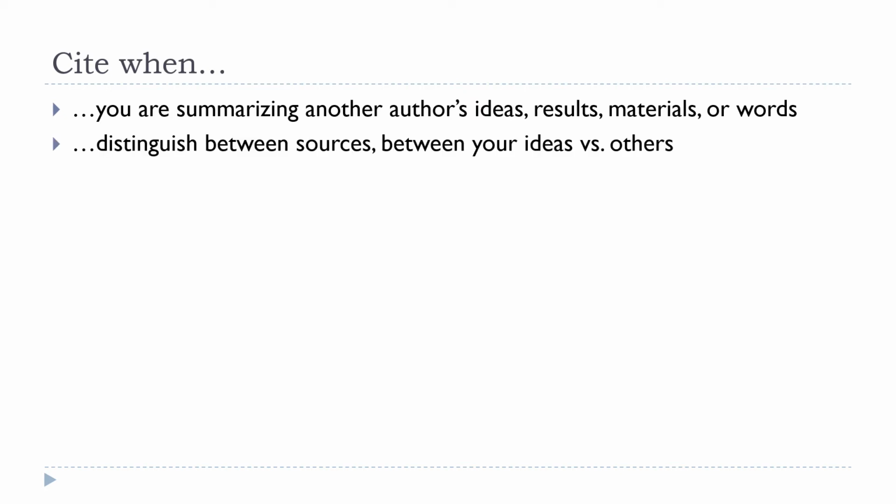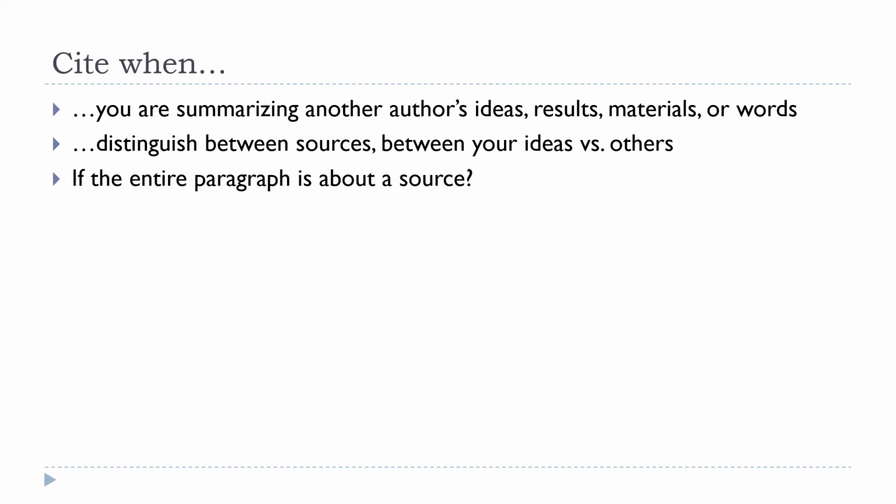It's important to cite when you are distinguishing between sources. So for example, source A and source B, and you want it very clear which information comes from which source. And when you are distinguishing between your own ideas and other people's ideas. So citation can be used as a marker. Here's when I'm talking about this, here's when I'm talking about that.